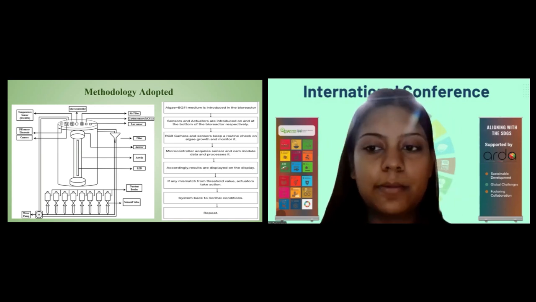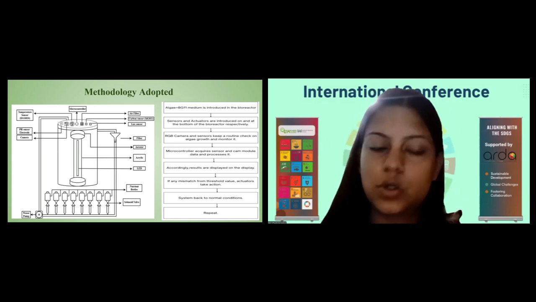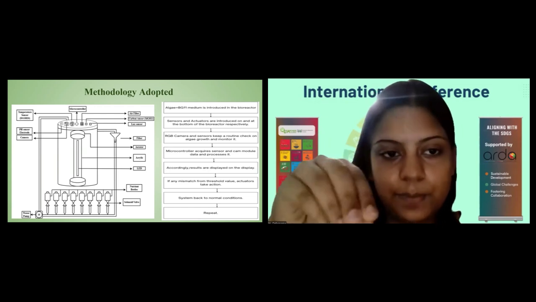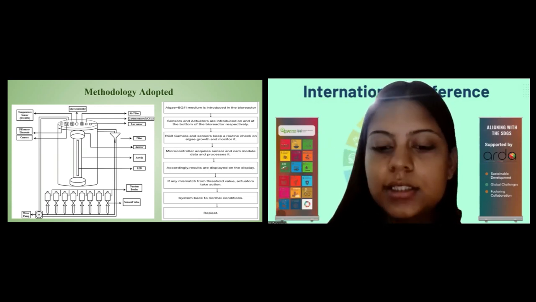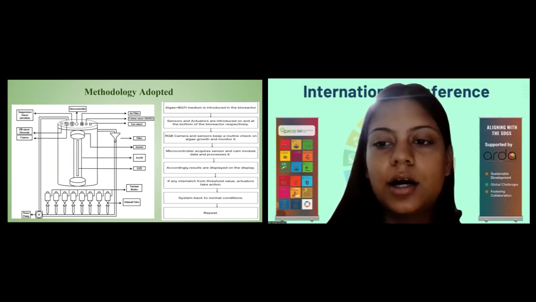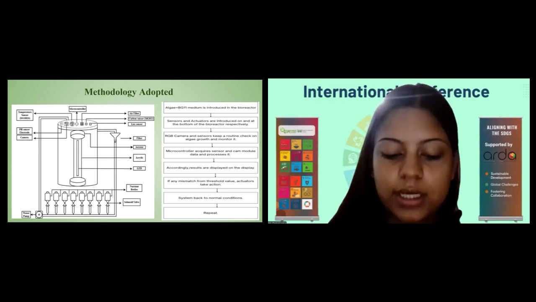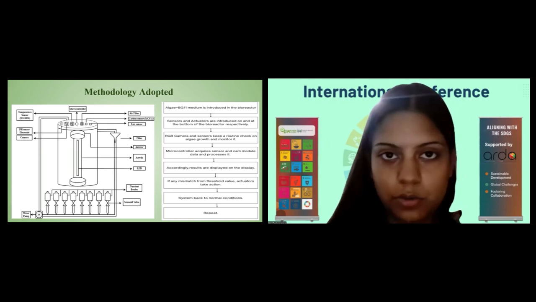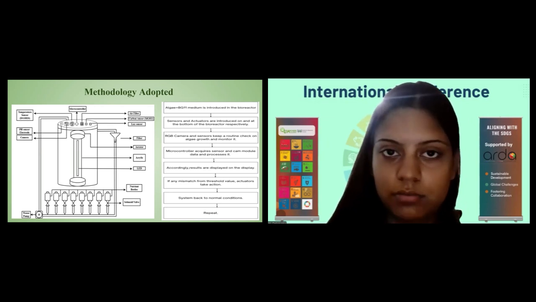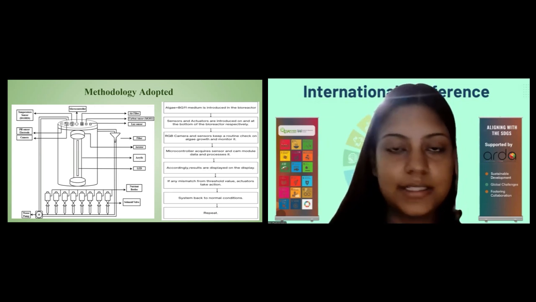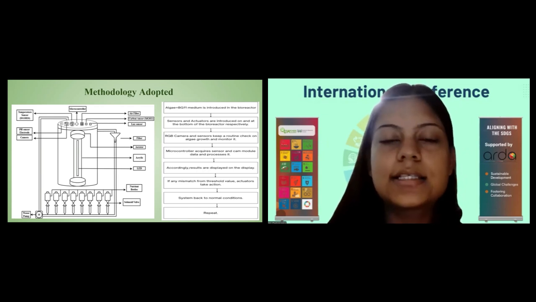Next comes the RGB camera, which is also deployed on top of the bioreactor. The RGB camera will acquire pictures from time to time of the algae which is growing inside, because algae, as we know, grows by photosynthesis. It makes its food. So algae has a generally greenish color.